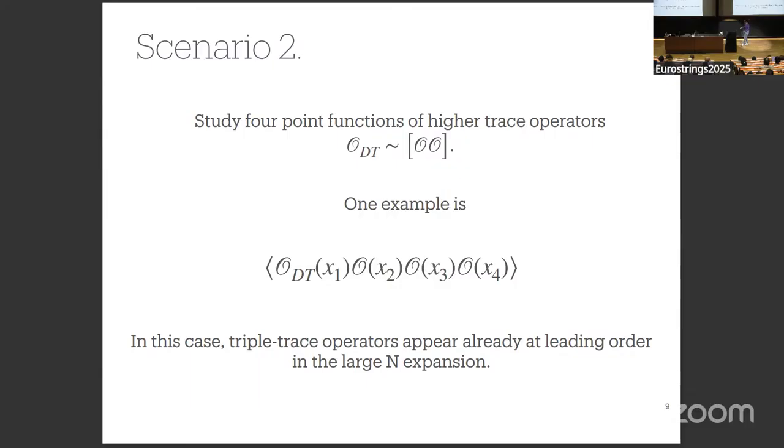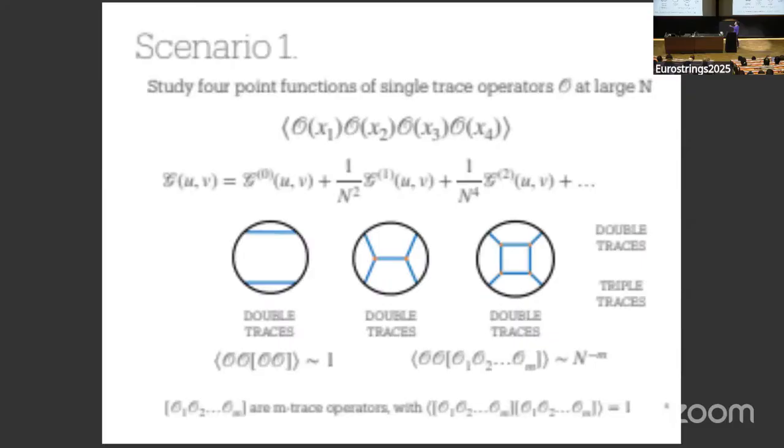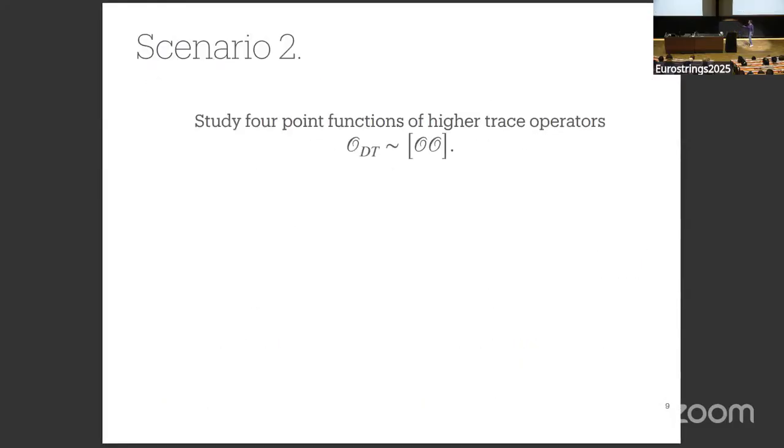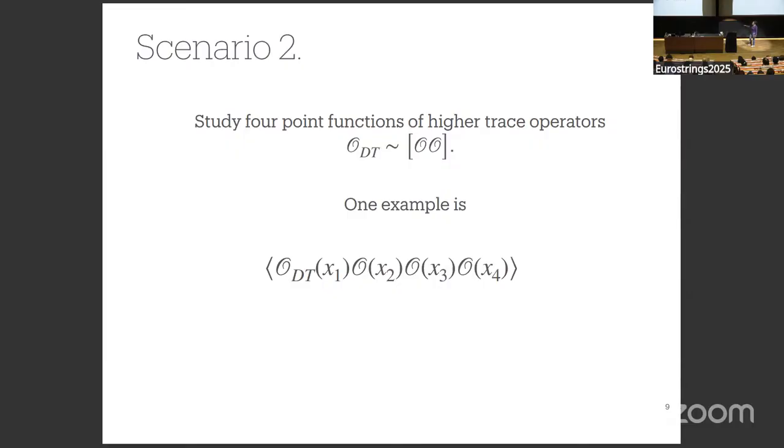The final goal would be to use this way together with this other way, so combine the study of higher loop corrections, so large n corrections of a 4-point function of single trace operators, together with this double trace. But today I want to focus on this scenario 2.